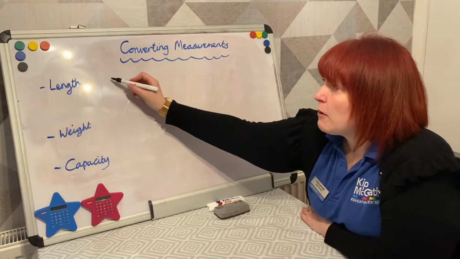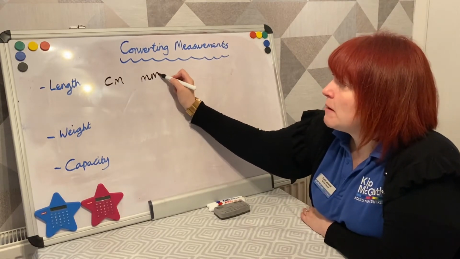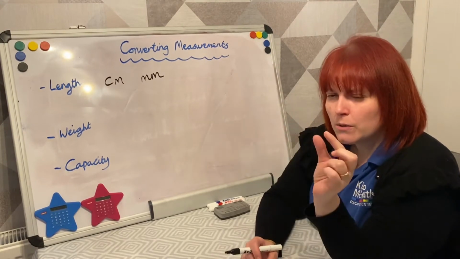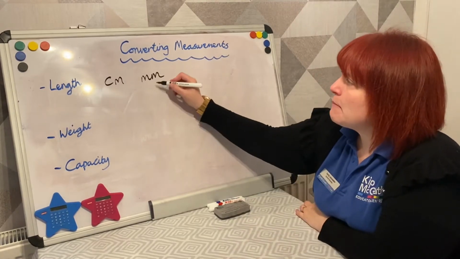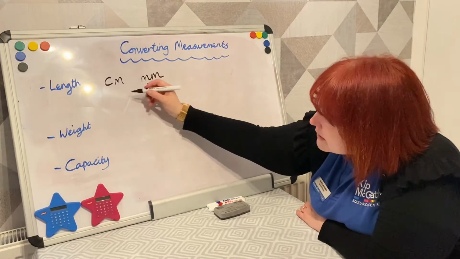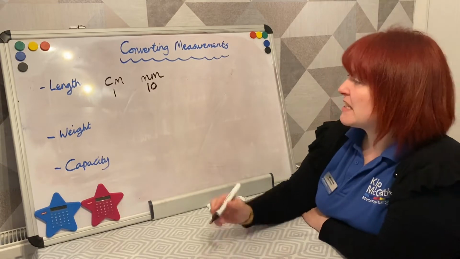We always start them off with the easy stuff, and we have centimetres and we have millimetres. So how many millimetres are in a centimetre? I try to get them to picture their ruler, which has that little centimetre broken up into 10 little bits. So there are 10 millimetres to 1 centimetre. And then we would move on to centimetres and metres.